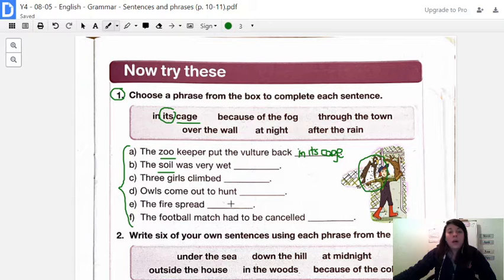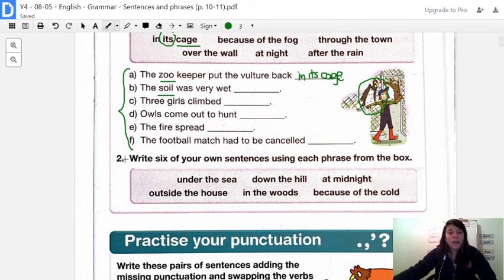Owls come out to hunt. Now, owls are birds, okay? They are not like the scavenger, they're different. They go ooh, ooh, and they have really big eyes. And they are hunters, okay? But they do that specifically at certain periods of the day. The fire spread where? The football match had to be canceled. Why? Is there a reason? Okay. Then exercise number 2.